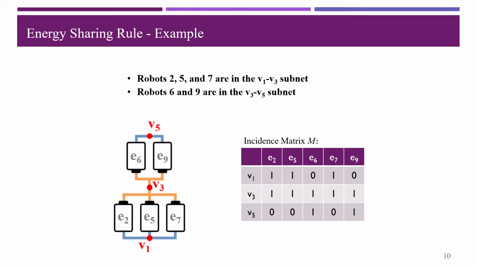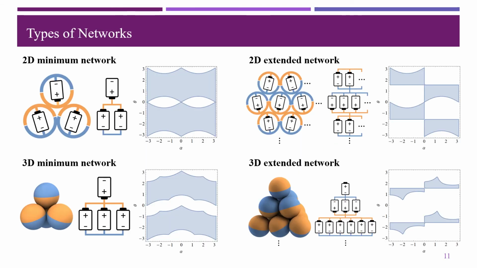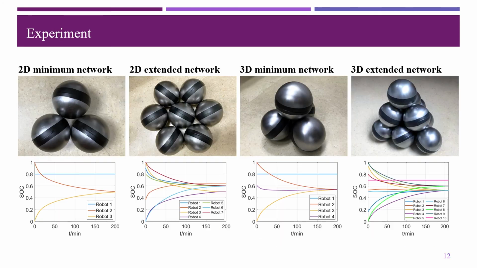In the simplified network, robots 2, 5, and 7 are in the V1-V3 subnet, while robots 6 and 9 are in the V3-V5 subnet. Further, we provide several types of networks that are arranged in such a way as to maximize the number of robots joining the energy sharing network. We calculate the pose constraints of the robots joining these networks. This can be used as a reference for some more applications. We have done experiments on our robots, and the proposed mechanism can effectively share energy in the robot. The charge state of robots in the same subnet will eventually reach a balance.